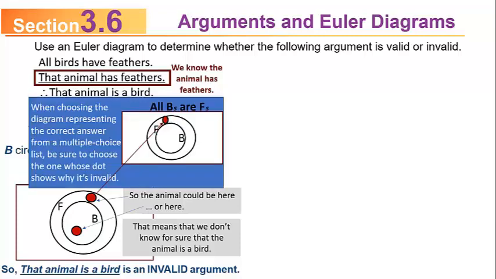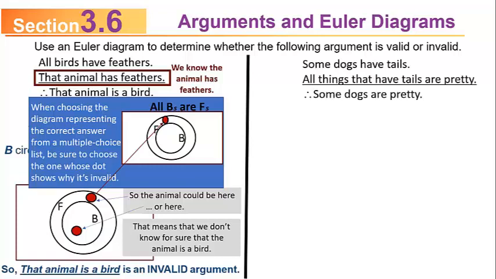I will say one thing about choosing this answer when you're doing it as a multiple choice problem. When you're choosing the diagram representing the correct answer from a multiple choice list, be sure to choose the one whose dot shows why it's invalid. So the dot being outside the bird circle shows why the conclusion that animal is a bird is invalid. So be sure to pick the variation that shows why the particular argument is invalid.